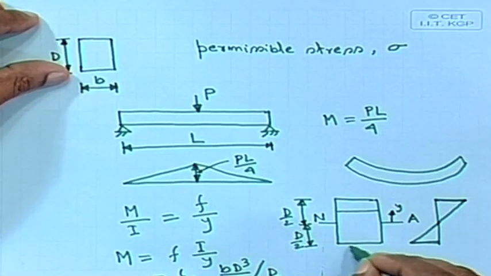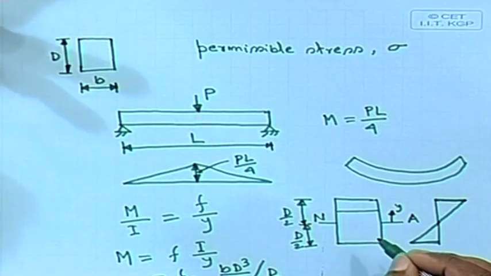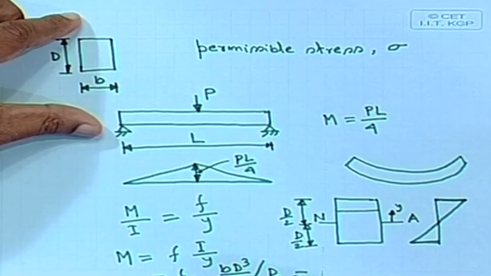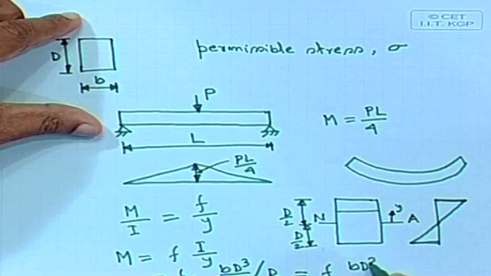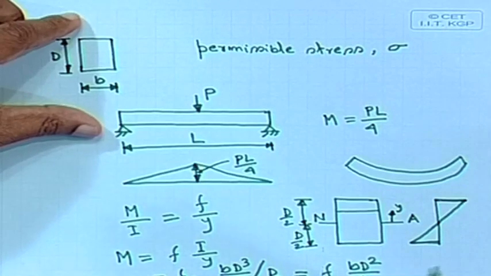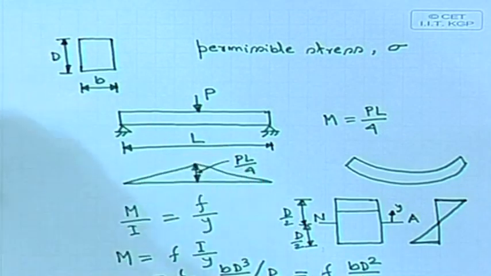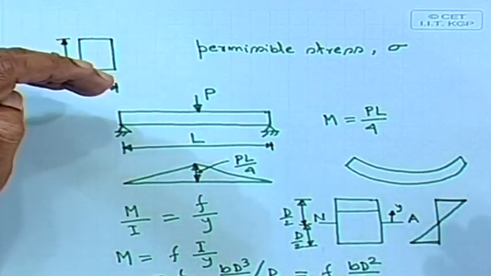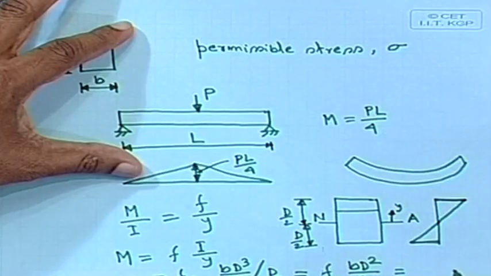So, we have to find out the moment, the one governed by the maximum limit, and we can find it here: f b d square by 6. So, this is the simple equation which will come in all our calculations. We shall consider this simple equation, so we can find it in an even clearer way.